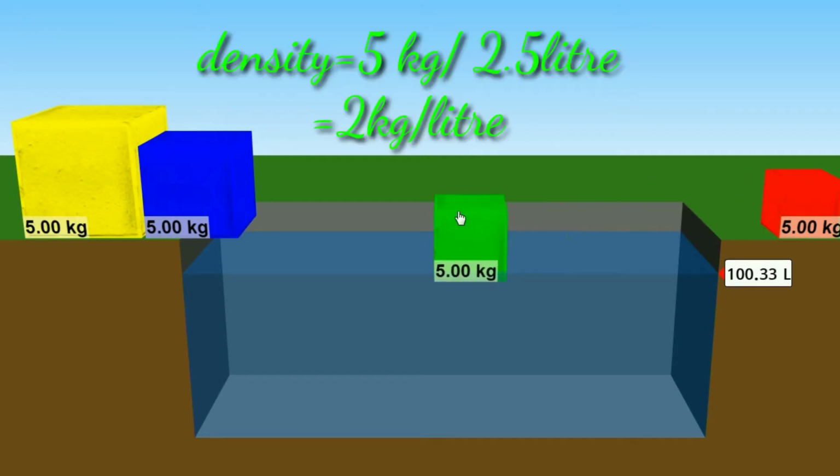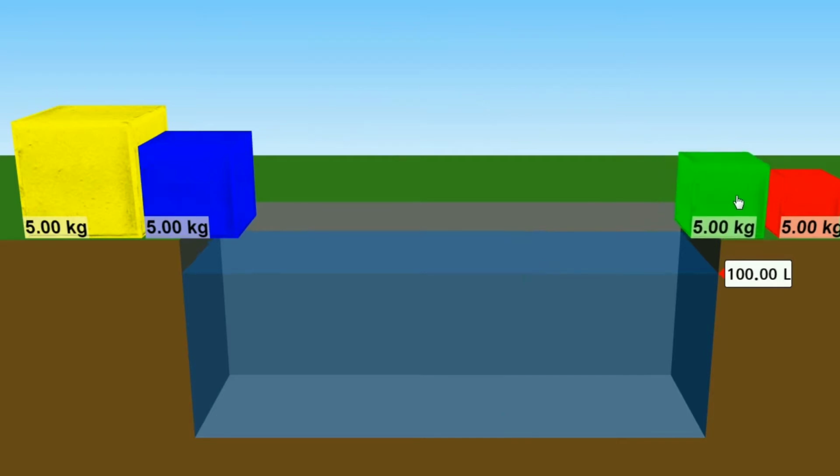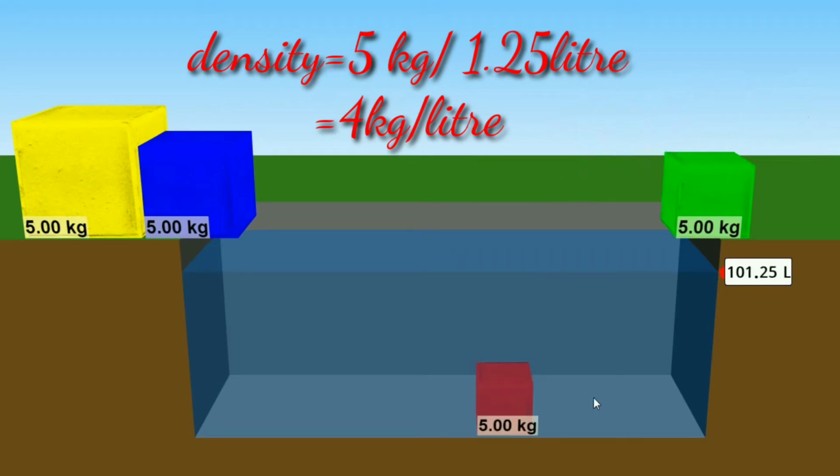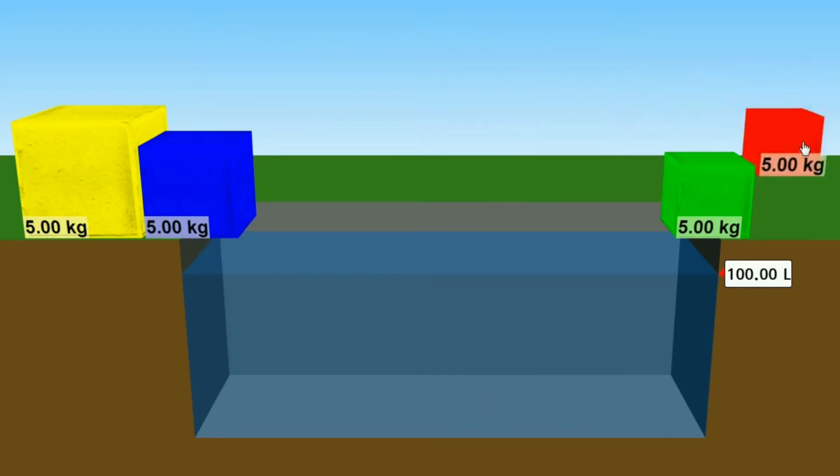Mass of this green block is 5 kg but its volume is 2.5 liters. So the density of this green block is 2 kg per liter. This red ball is 5 kg but the volume of the red ball is 1.25 liters. So the density of the red ball is 4 kg per liter.